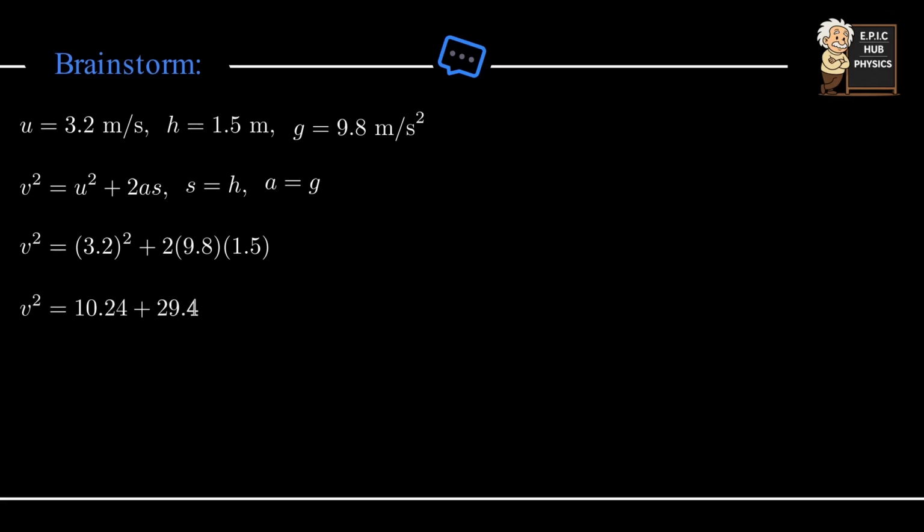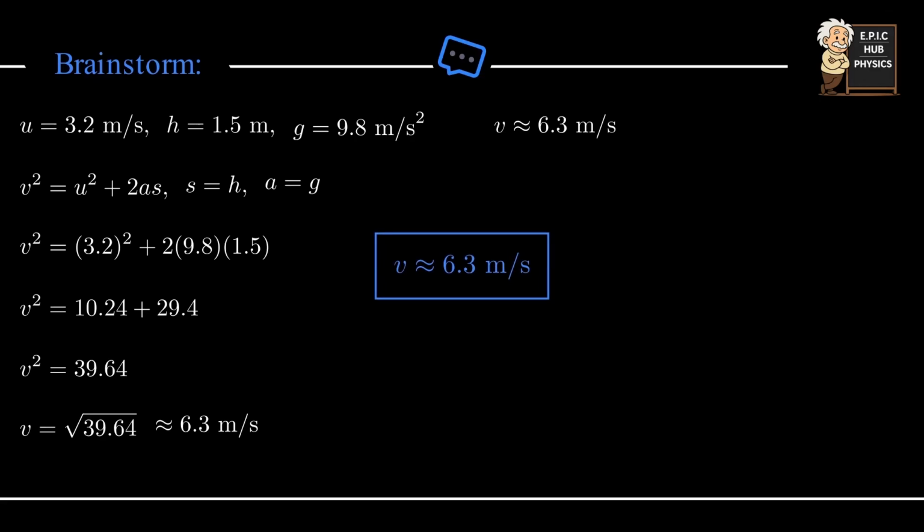First, we calculate the square of 3.2. This gives 10.24. Next, we calculate 2 multiplied by 9.8 multiplied by 1.5, which gives 29.4. Adding these together gives v squared equals 39.64. To find the final speed, we take the square root. The square root of 39.64 is approximately 6.3 meters per second, so the speed of the rock just before it hits the ground is about 6.3 meters per second. This is our final answer.